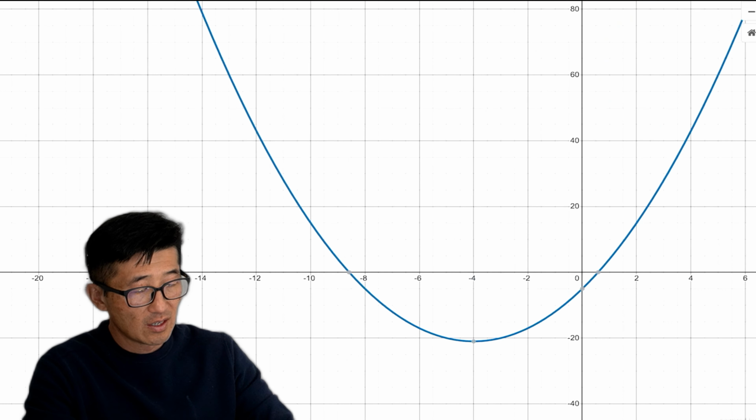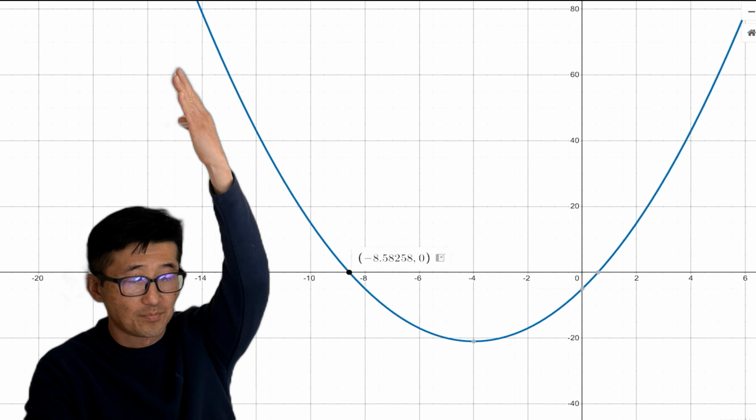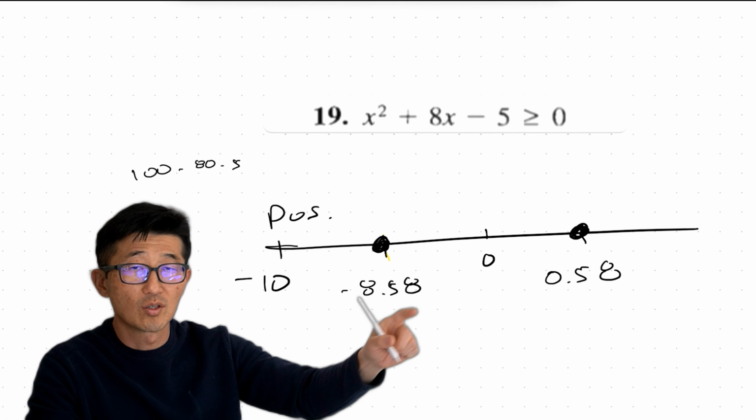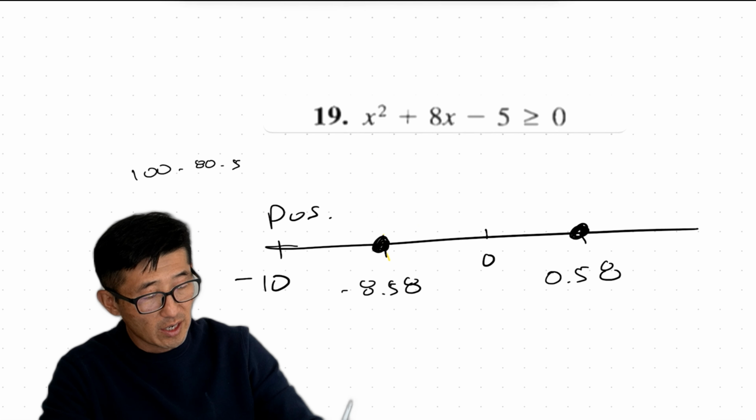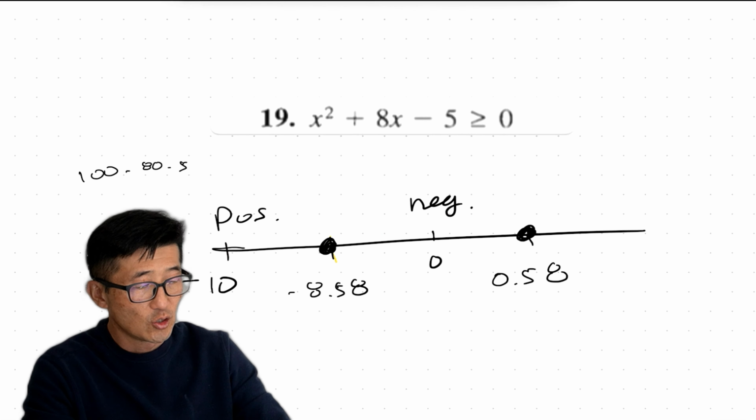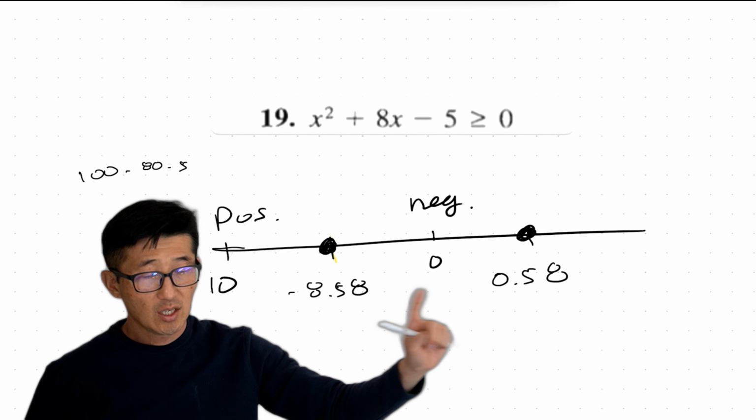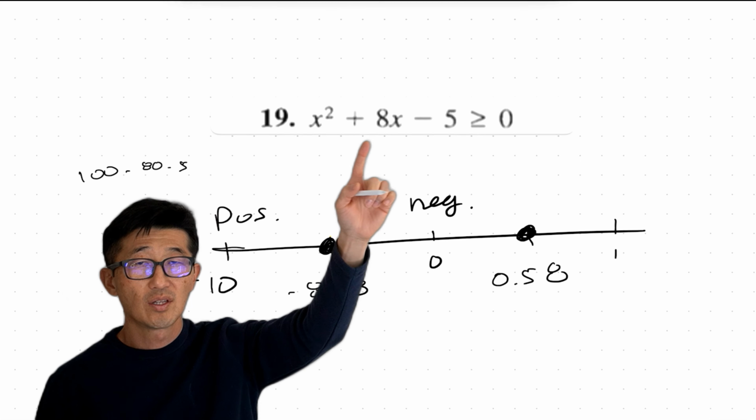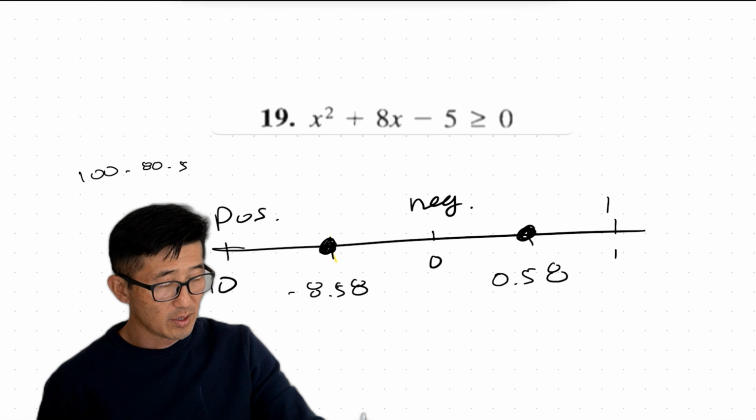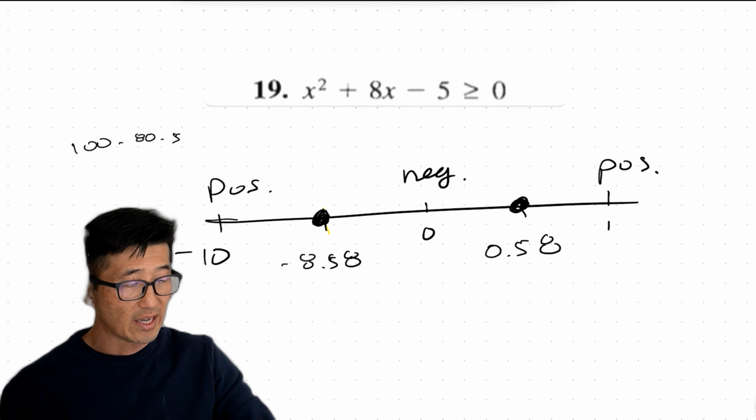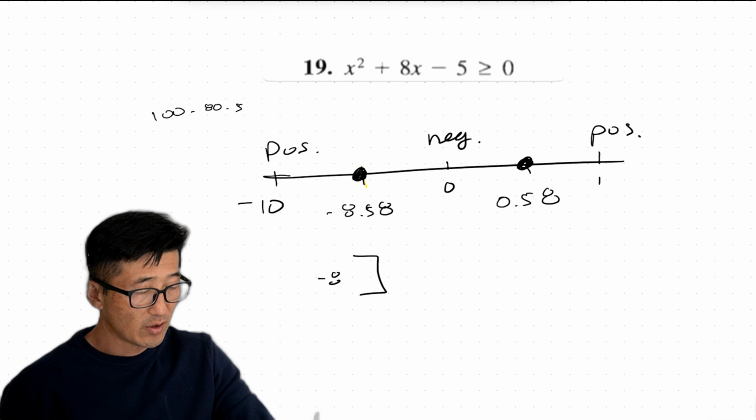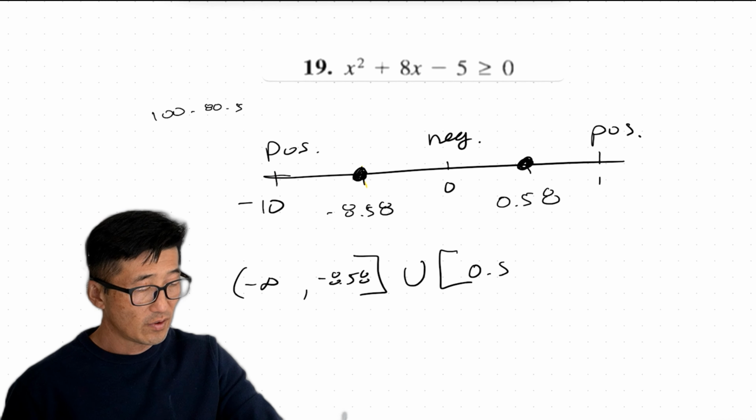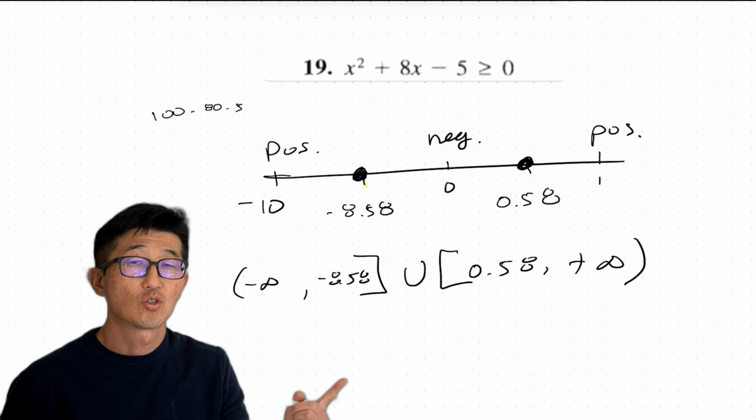Everything to the left of negative 8.58 is going to be positive. And if you plug in a 0 for the middle test, these two terms will turn to 0 and you'll get a negative 5. So you definitely get a negative number here. Any numbers between negative 8.58 and 0.58 will produce a negative. Then plug in an easy number after 0.58, like a 1. So you get 1, plus 8, minus 5. That would definitely be positive. So your answer will be the interval from negative infinity to negative 8.58, bracketed, union 0.58 to positive infinity. This will be your final answer.